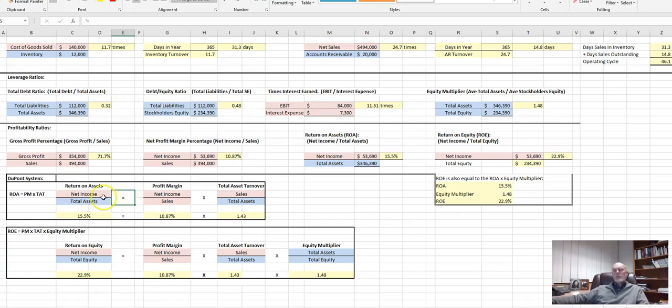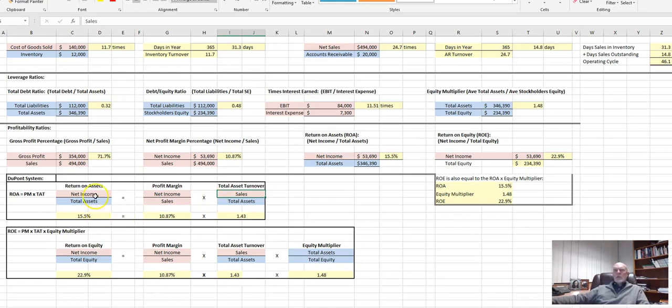Well, it consists of two things. Number one, how profitable are your sales? We're generating sales throughout the year, but then we've got expenses at the same time, and so that net income, the profit margin, tells us what's left over out of that sales dollar. And then the other thing contributing to the return on assets is how many dollars of sales these assets are generating. And so that's the total asset turnover.